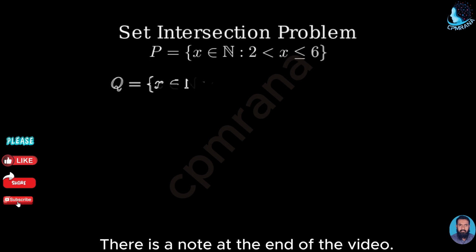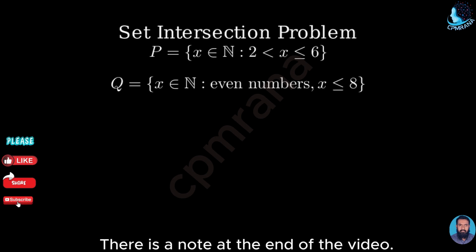Let's solve a set intersection problem. We need to find the intersection of sets P and Q, where P is the set of natural numbers greater than 2 and less than or equal to 6, and Q is the set of even natural numbers less than or equal to 8. Let's solve this step by step.